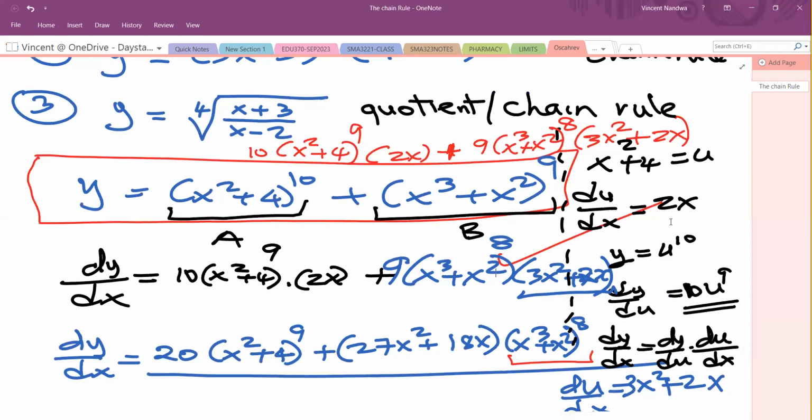So what I was doing was dealing with the bracket as my u. It's like I'm dealing with y equals u power 10, so I can differentiate by the power rule and drop 10, and then reduce 1 from 10. And then I differentiate du dx, which is differentiating what is inside. Okay, good.